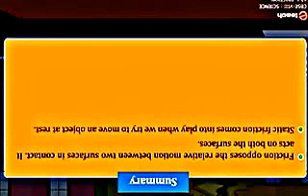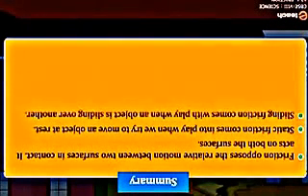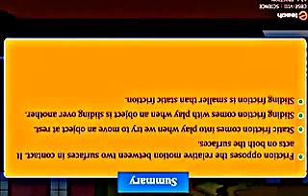Summary: friction opposes the relative motion between two surfaces in contact. It acts on both the surfaces. Static friction comes into play when we try to move an object at rest. Sliding friction comes into play when an object is sliding over another. Sliding friction is smaller than static friction.